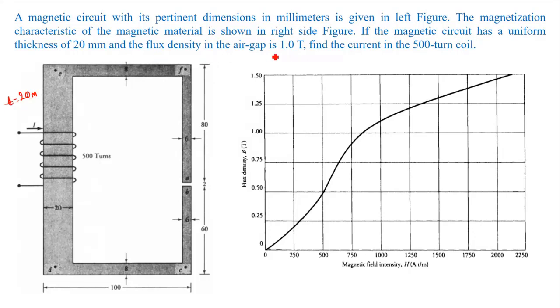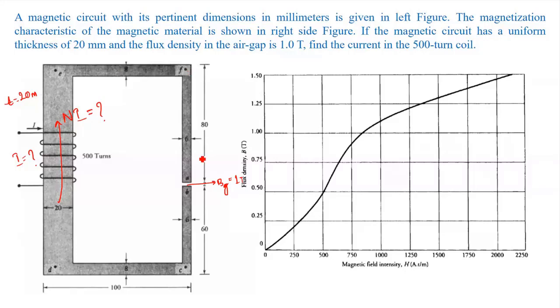And the flux density in the air gap is 1 Tesla. Find the current in the 500 turn coil. So I need to find this current. How will I proceed? If I know the MMF produced by this coil, that is Ni, and I know the number of turns, then I can find the current. So I need to find the MMF produced by this coil.